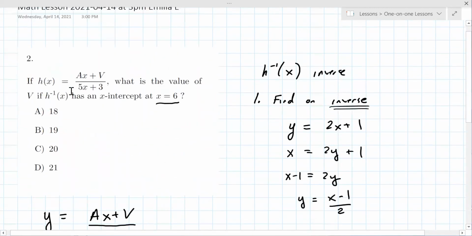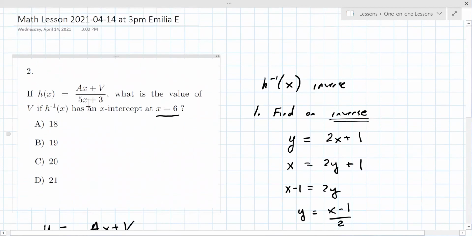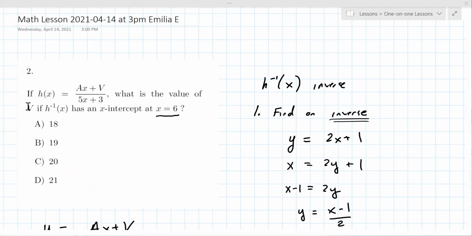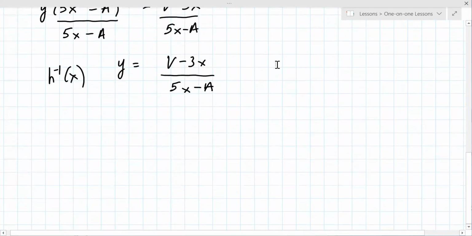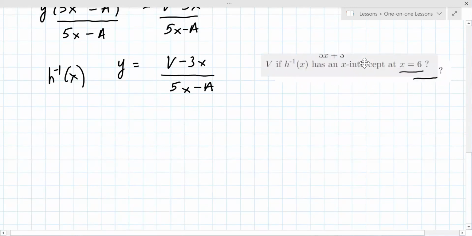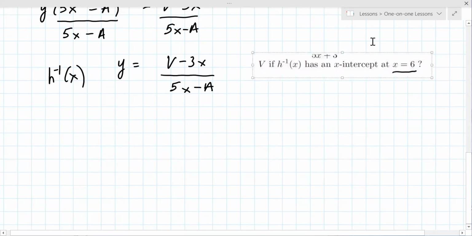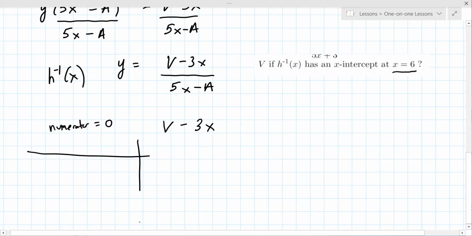The original question says, what is the value of v if the inverse has an x-intercept at x equals 6? Let me just snip that part down, because that's really all we care about now. Do you plug in 6 where the x's are? You do, but there's a little more to it, because this is a rational function. Do you know how to find the x-intercept of a rational function? You just have to set the numerator equal to 0.